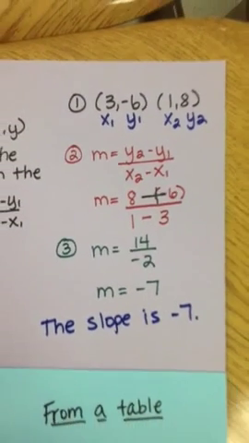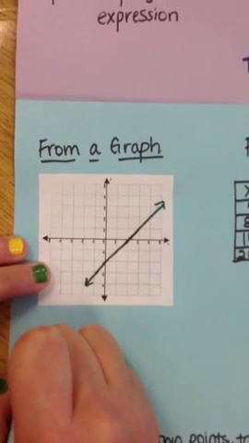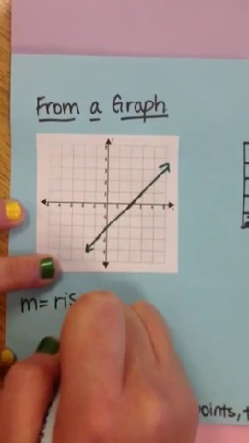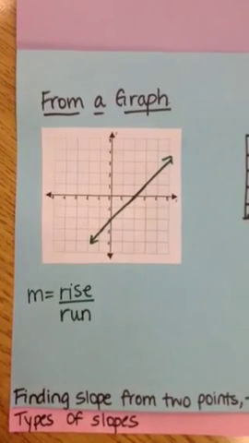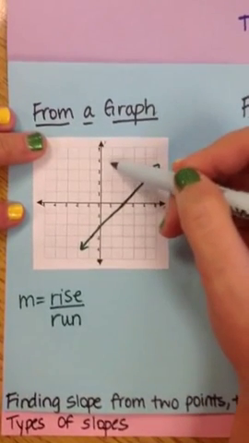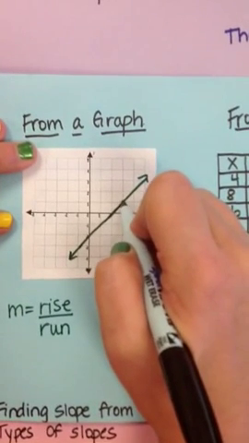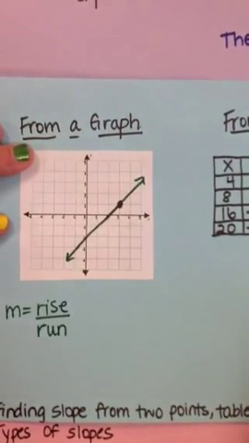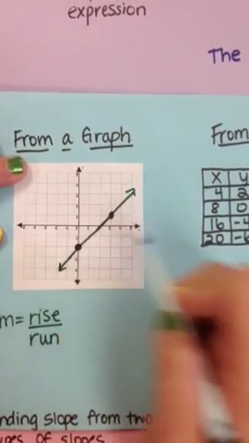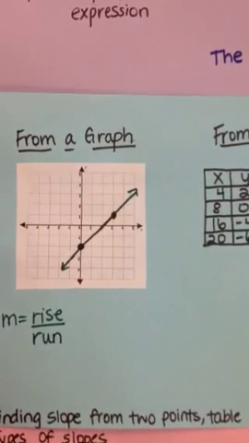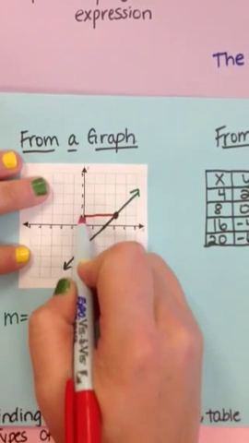Now, let's look at slope from a graph. To find slope from a graph, you're going to use rise divided by run. So you're going to look and you're going to see where it makes a T or a cross, and you're going to put a dot there. So right here, see, that makes a cross, so we're going to put a dot there. And if we look at this one down here, that makes a dot there, so we're going to put it there. Now we're going to draw a right triangle and do rise divided by run.